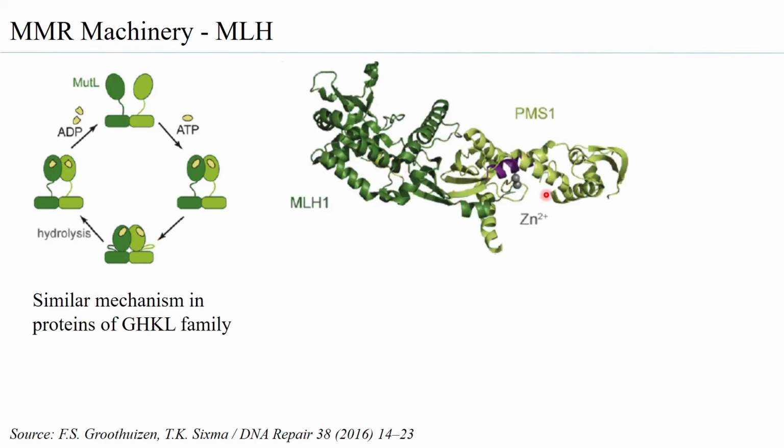Now, when we look at the C-terminal part of the MLH, here you have the MLH1 and here you have the PMS1. What is interesting to note is that this part of the PMS1 has a very conserved motif which is responsible for attributing the MLH with endonuclease activity.